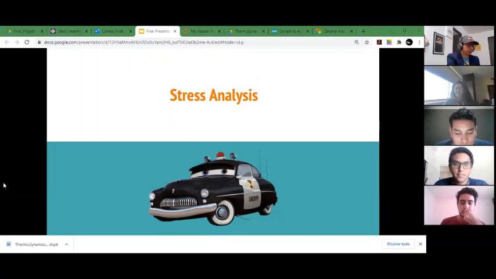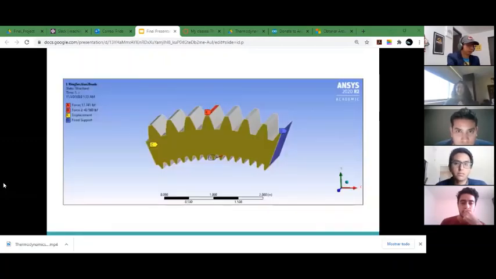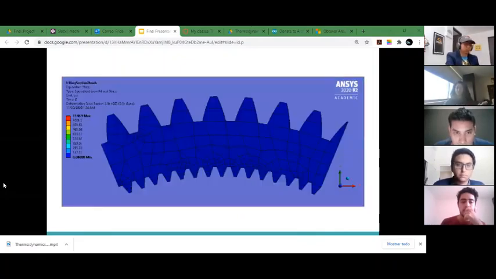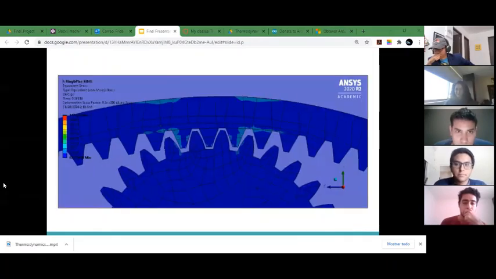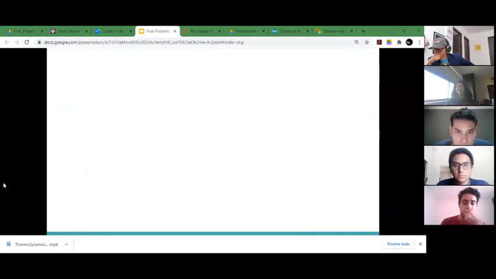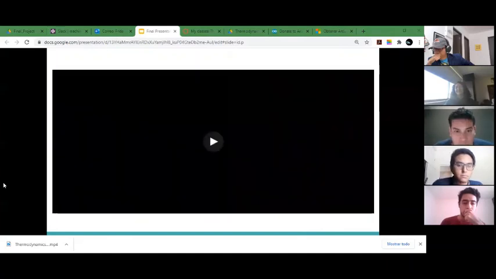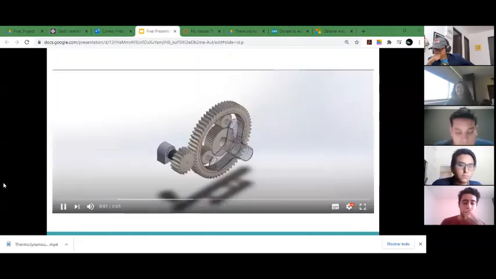Now we have the stress analysis with the boundary conditions for the bending and its resultant forces. This is the bending for the inner and outer teeth of the ring gear. Now we have the contact stress boundary conditions with its loading. The contact stress simulation.